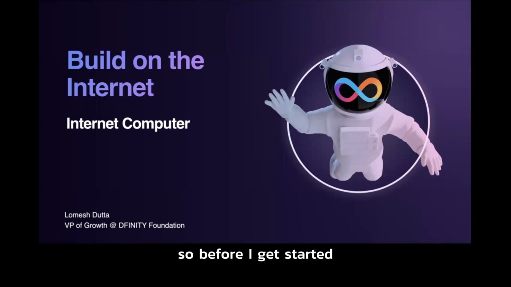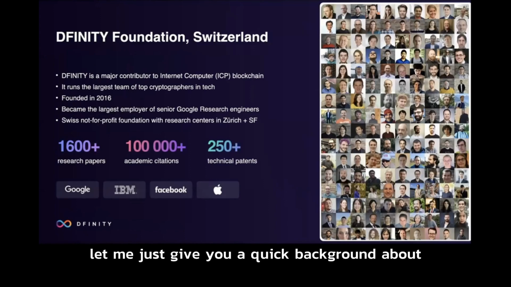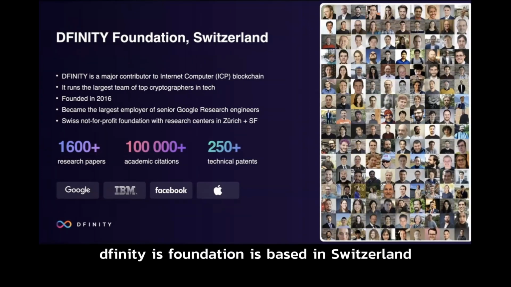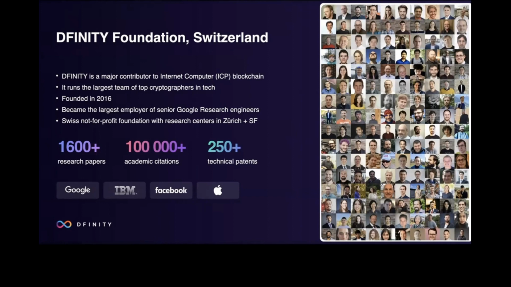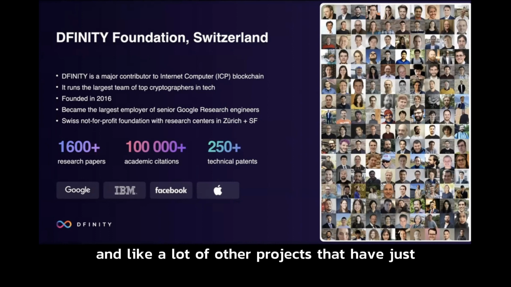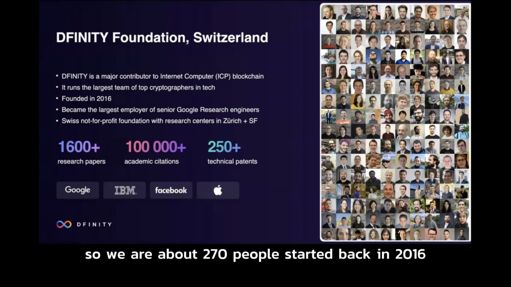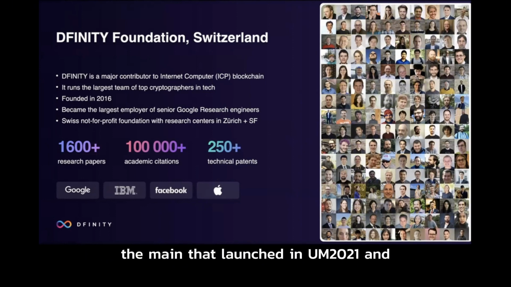Before I get started, let me give you a quick background about what the DFINITY Foundation is. The DFINITY Foundation is based in Switzerland. We literally have our engineers based there, unlike a lot of other projects which have just an entity in Switzerland. We are about 270 people, started back in 2016. The mainnet launched in 2021.